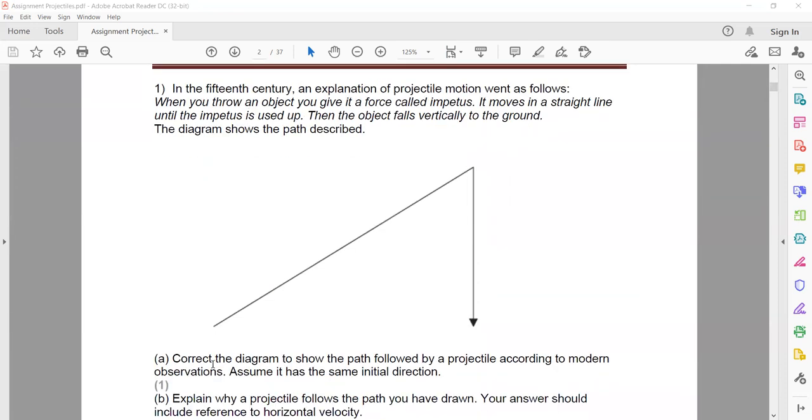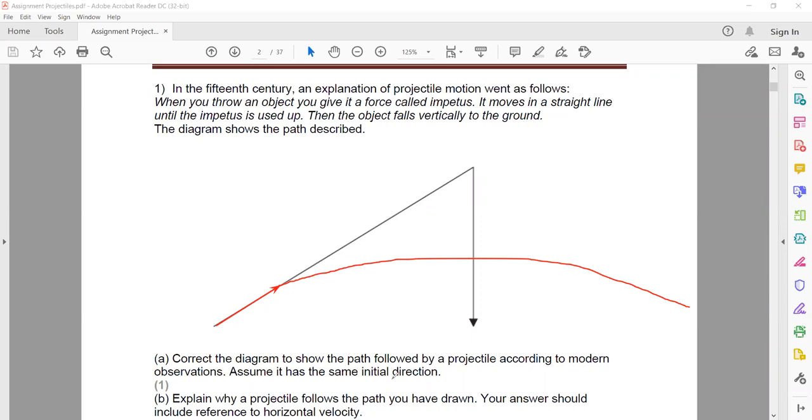Now in the question, they are saying correct the diagram to show the path followed by a projectile according to modern observation with the same initial direction. So if we launch a projectile in the same initial direction, what is the trajectory it will follow? It will follow a parabolic path. So when we represent this, it will be like this. Is it clear?